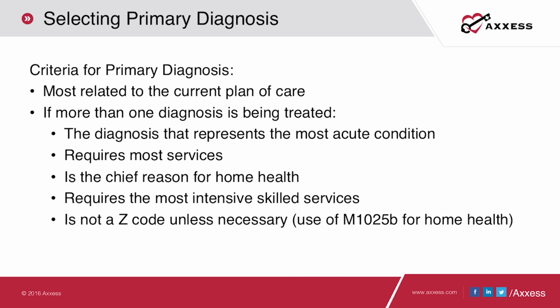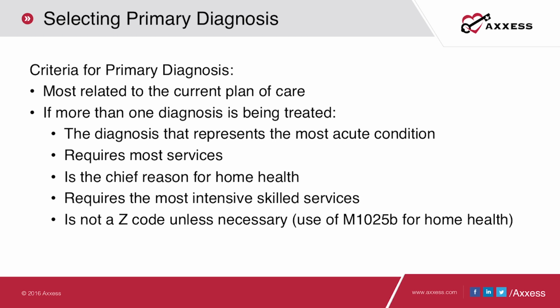And then we also know that it shouldn't be a Z code unless absolutely necessary. And sometimes we use M1025B in home care. And we know that that primary diagnosis is not a Z code unless absolutely necessary. Although sometimes we still use M1025B for home health, we don't use it as much as we used to use M1024B in the ICD-9 version of the OASIS. Because the ICD-10 codes are so much more specific, we don't have a lot of aftercare codes that replace regular diagnoses.